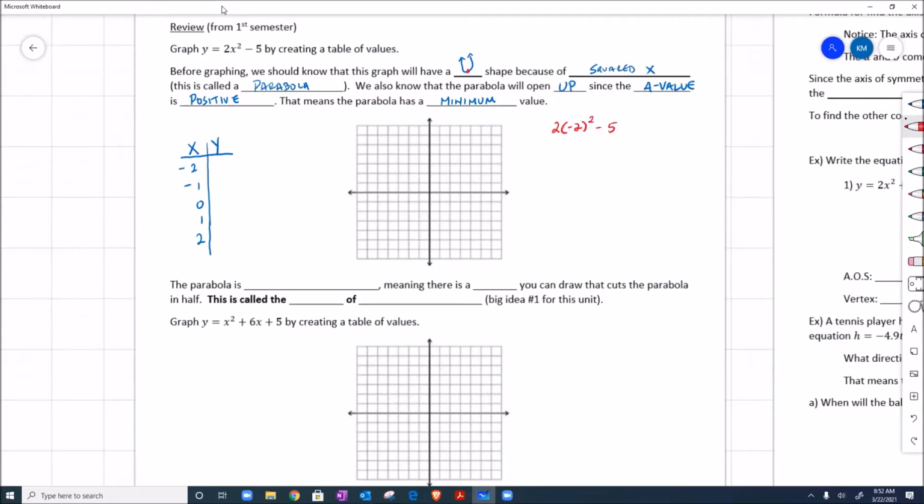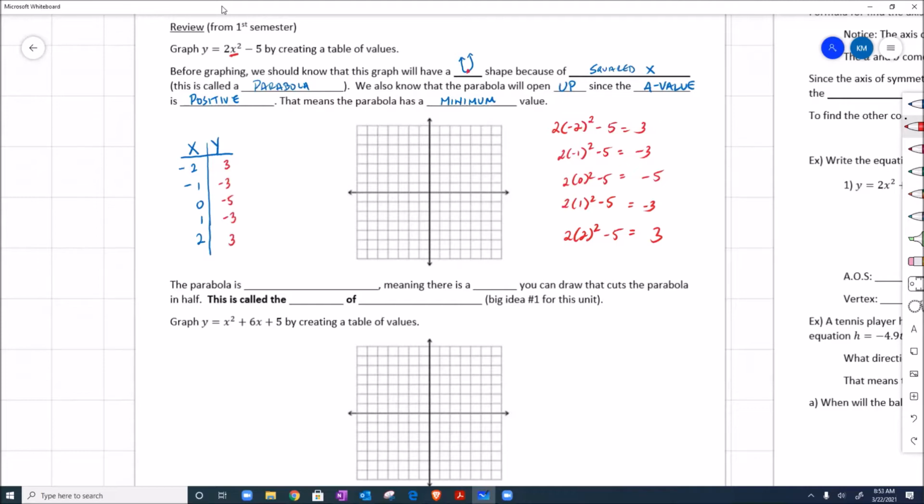-2 squared gives us 4. Times 2 is 8. 8 minus 5 is 3. We do the same thing with our other values. That would be 1 times 2, 2 minus 5, -3. 2 times 0 squared minus 5, that's 0 minus 5, -5. And then we do the same thing here, going through. That should give us -3. 2 times 2 squared, that's 8 minus 5. It's 3. So all of our values just come from plugging our x into the function and evaluating that function.